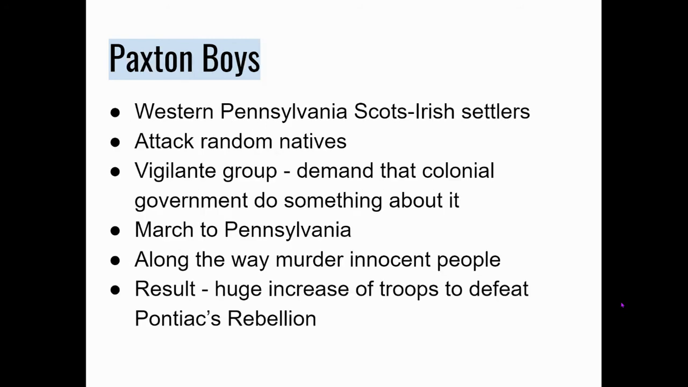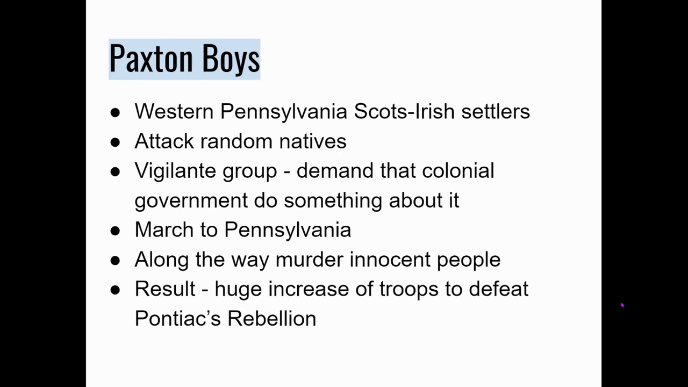So remember that. The Paxton Boys is another uprising that happens, and this is where the Western Pennsylvania Scots-Irish settlers are going to demand that the colonial government do something about these random attacks by Native Americans. And they consider themselves like a vigilante group where they're going to take matters into their own hands if the government won't. And they march to Pennsylvania. And along the way, they murder all these innocent people.